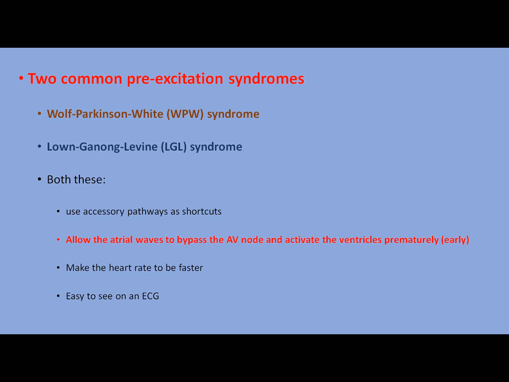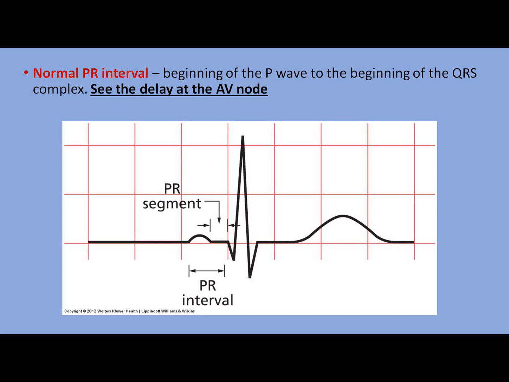Wolff-Parkinson-White is important because, has anybody seen WPW, Wolff-Parkinson-White ECGs? It is using a bypass, you see, a bypass. And normally the PR interval is like this, and then in this case, this part gets shorter.